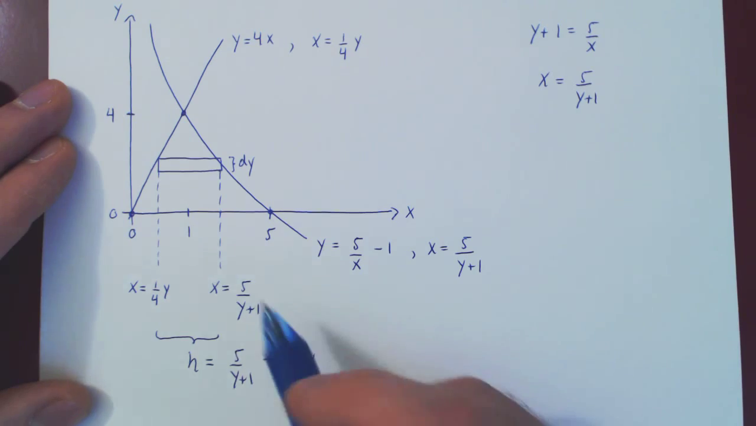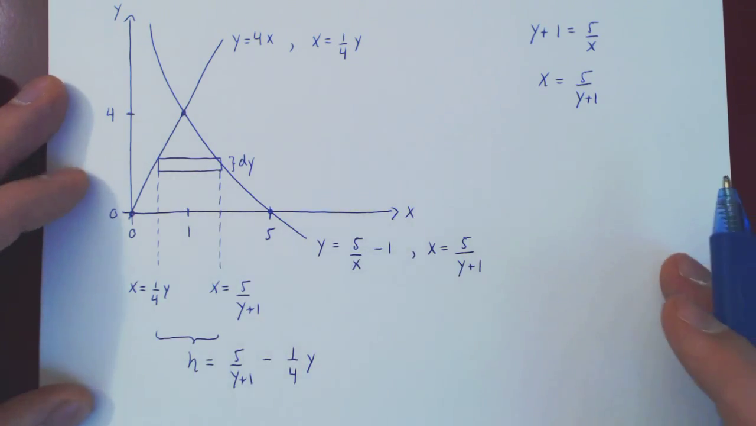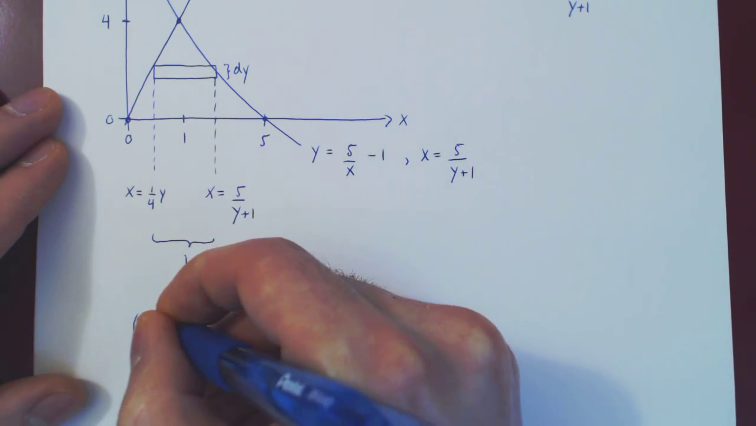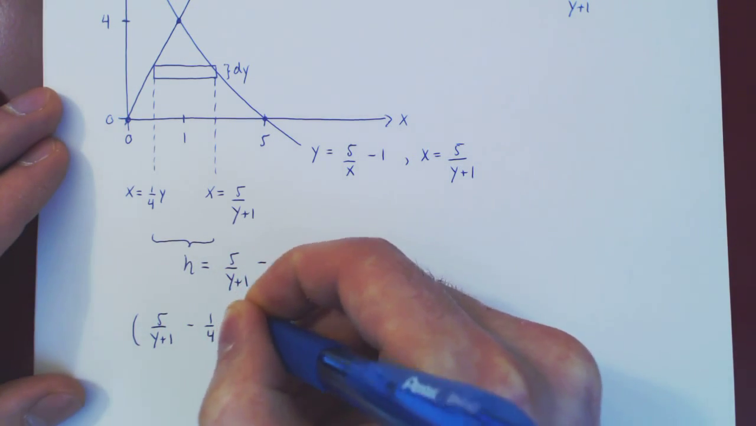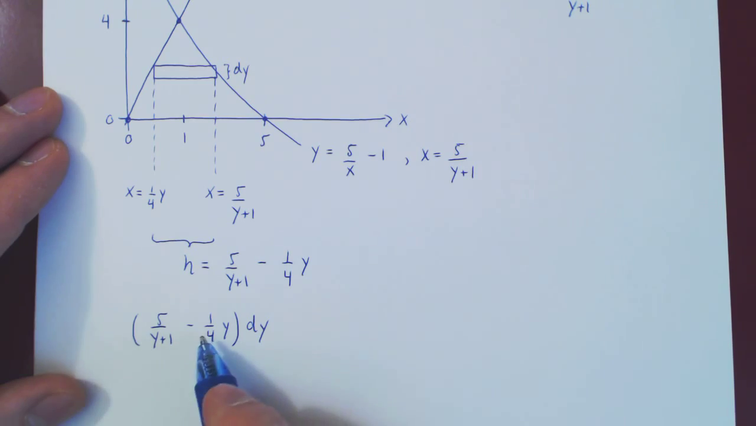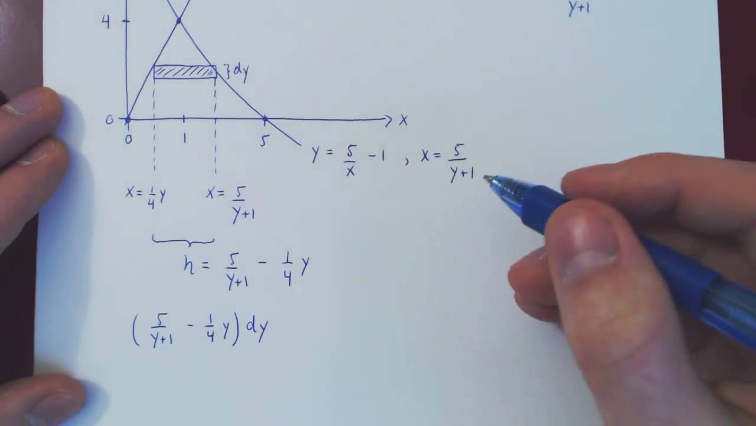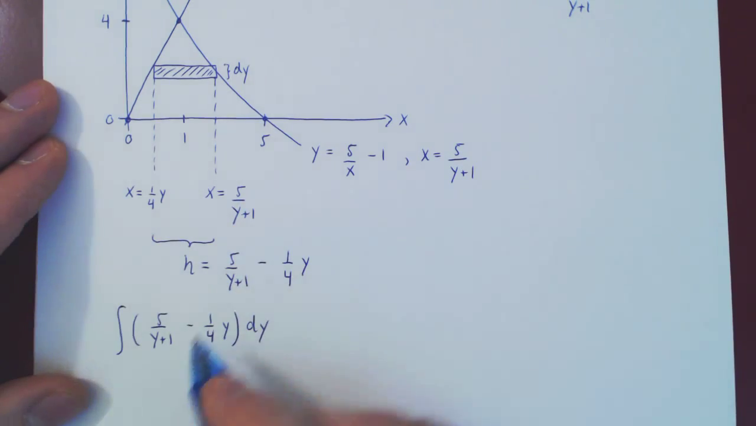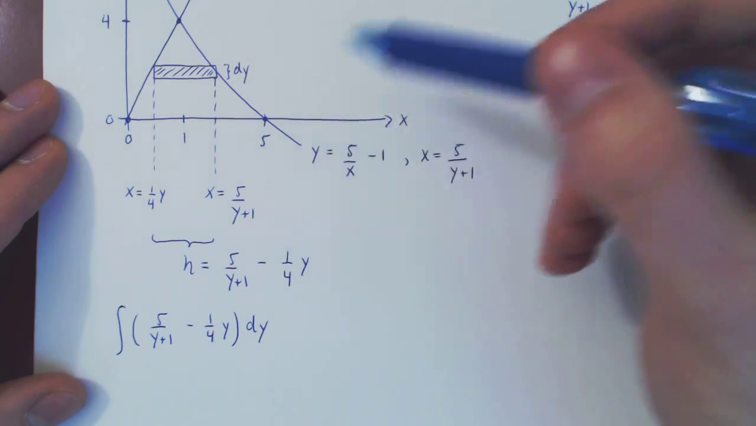And now we're good to go. We have the length of our rectangle, or the height, times dy, which will give us the area of one rectangle. Height times the width, so we have the area of our rectangle. And of course, to get the total area of the region, we have to sum the area of all of our rectangles.